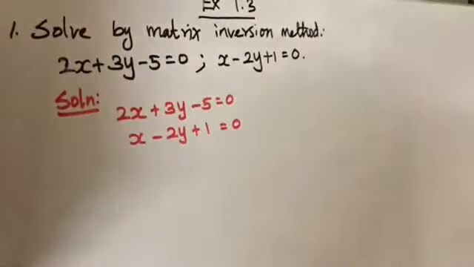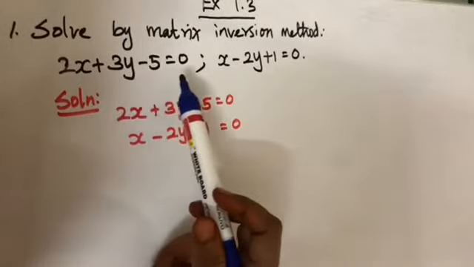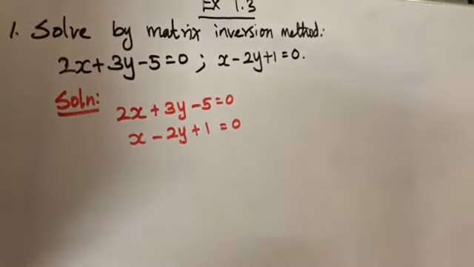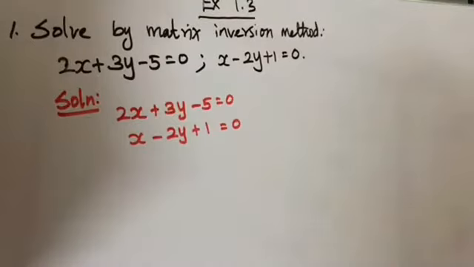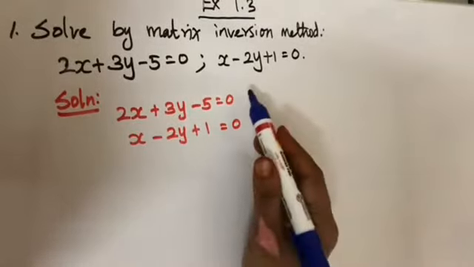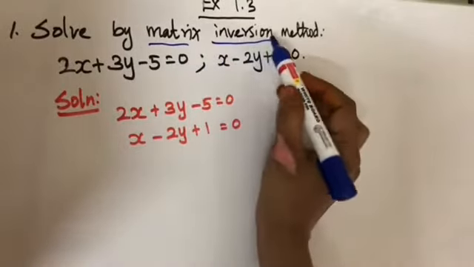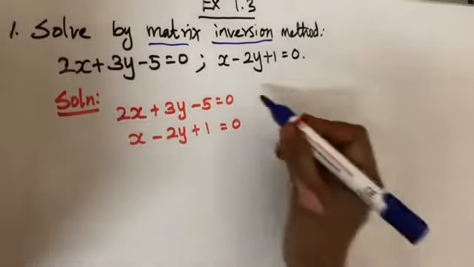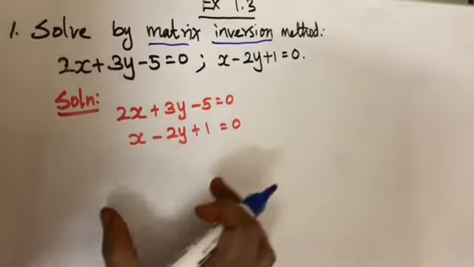Solve by matrix inversion method. 2x plus 3y minus 5 is equal to 0. x minus 2y plus 1 equal to 0. Here I have written the equations. These are the linear equations. We are going to solve these equations using the matrix inversion method, that is, the inverse of a matrix. Before that, we are going to convert these linear equations into matrices.